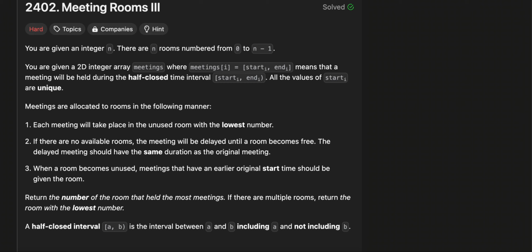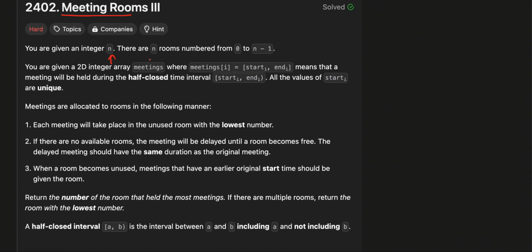Hi everyone, let's start solving today's LeetCode daily challenge question, Meeting Rooms 3. In this question we are given an integer n, which denotes the number of rooms in which meetings can be held, and the rooms are numbered 0 to n minus 1.